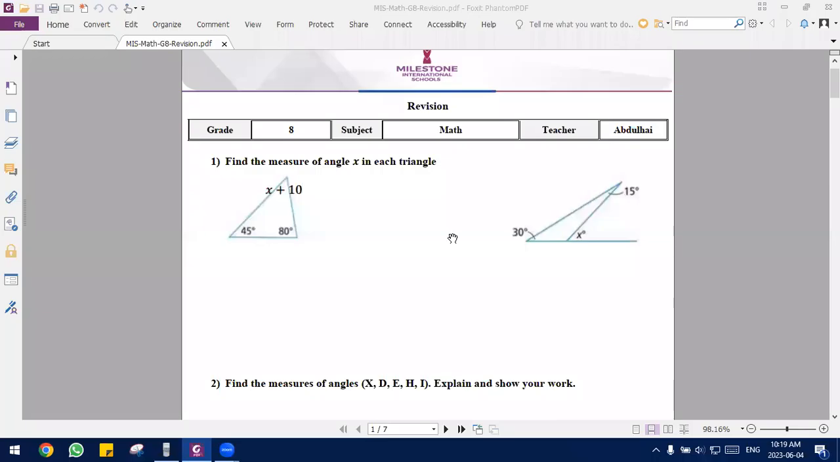Hi everyone, this video is for solving the revision pack for the final exam for grade 8. In the first question, find the measure of the angle x of each triangle.